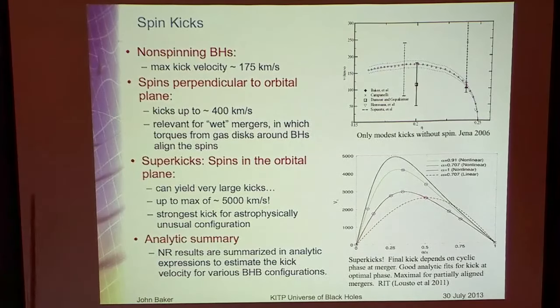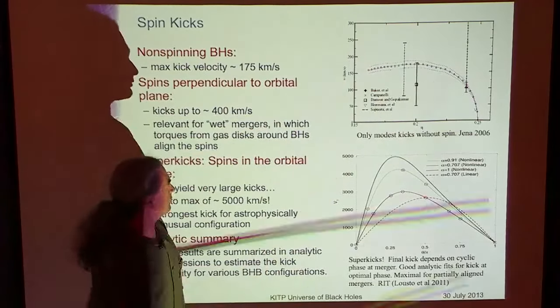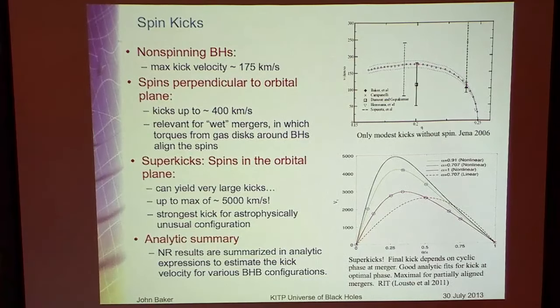And so the first studies were in that direction, and you saw there was no kick larger than 200 kilometers per second, no matter how you figure that, with an optimal mass ratio difference. Initially it was like, well, this isn't as interesting as we hoped. But then a whole bunch of groups discovered more or less simultaneously that when you put spins in the problem, you have potential for much larger asymmetries in the radiation and bigger kicks.